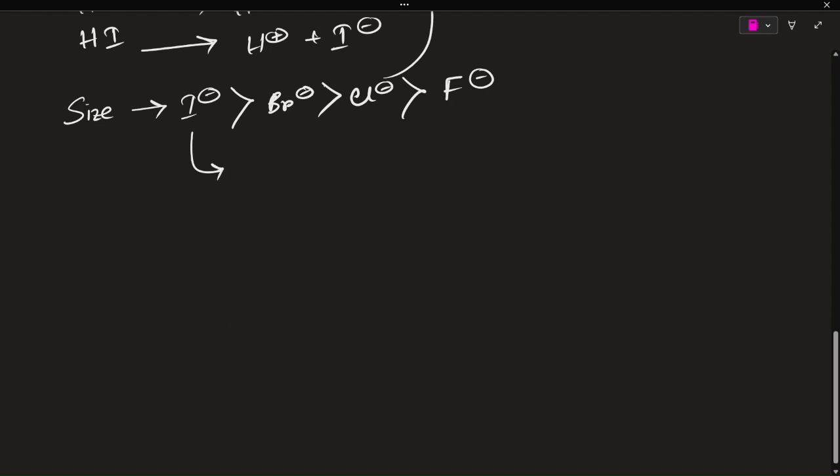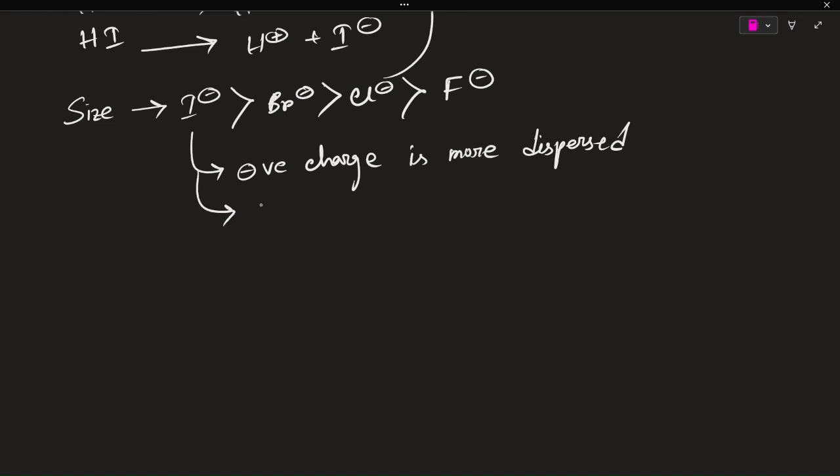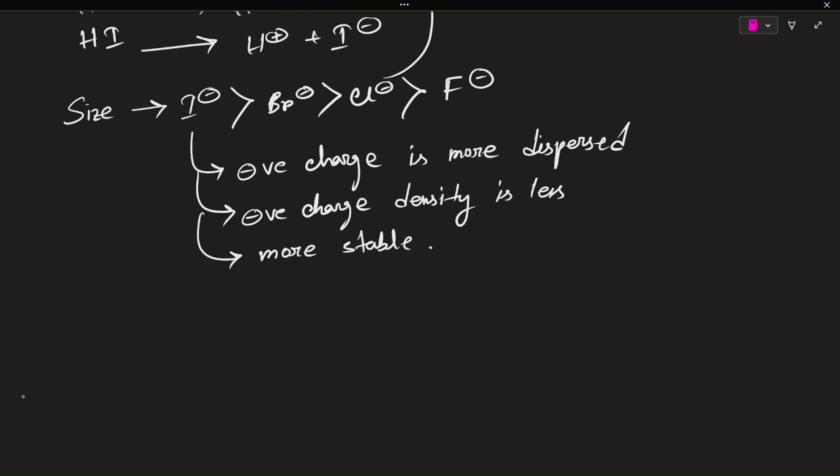Now this iodine, which has the large size, due to its large size, the negative charge on the iodine is more dispersed. That's why the negative charge density on this atom is less, which means it is more stable. So from the size order, we get the stability.